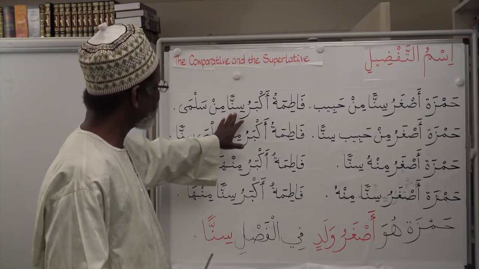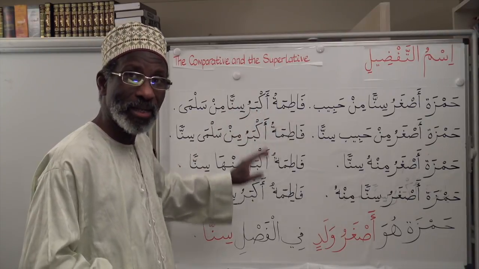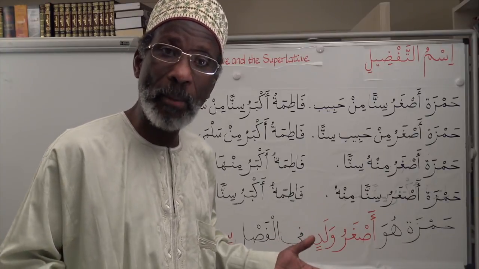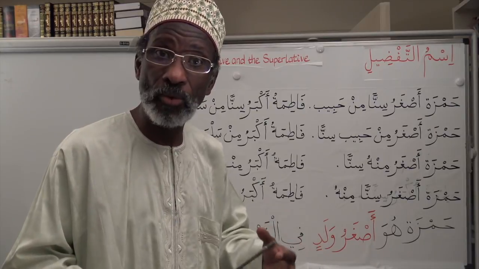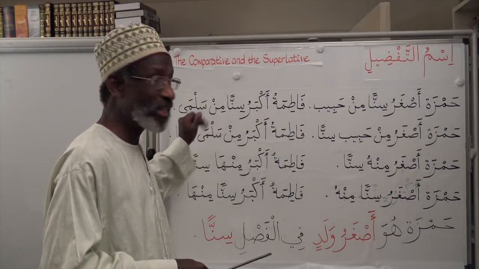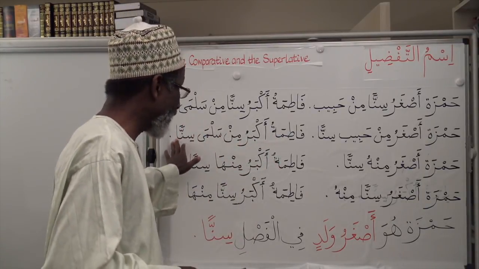Because if we don't put sinnan there, if you say we use akbaru min Salma, that can be misconstrued as bigger in terms of body. So we say sinnan to clarify that in terms of age. So Fatima tu akbaru sinnan min Salma. Fatima tu akbaru min Salma sinnan.